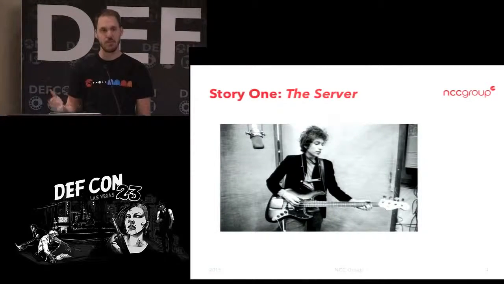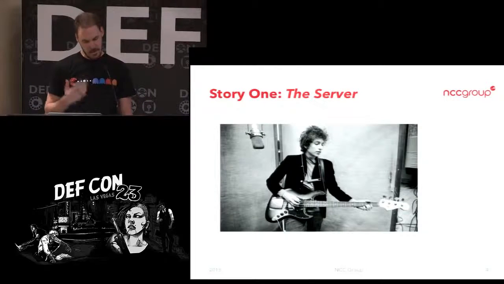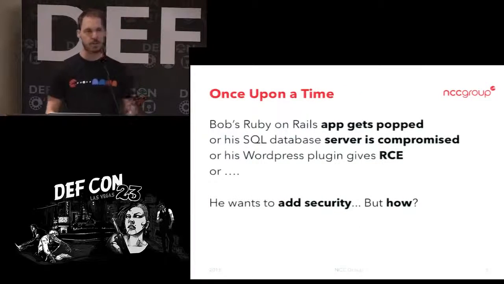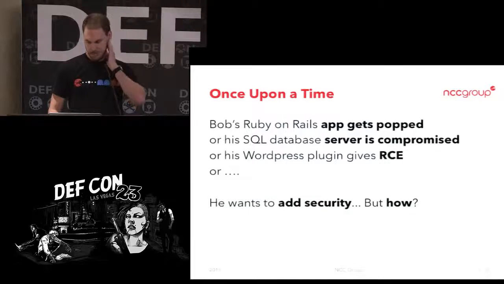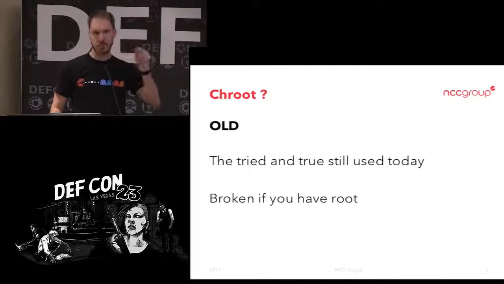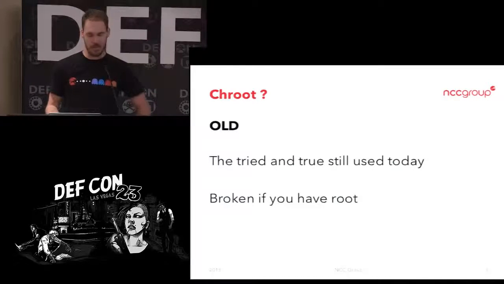So I want to start with this story. This is Bob here. He's got some web app or something that's on the internet. It's on Linux, and somehow there's a bug. He gets popped. There's some kind of RCE, arbitrary code execution, something like that. And he wants to add some security, but he's not really sure. So somebody says, "Oh, you should use chroot. That's legit." OpenSSH uses it. It must be good, right?